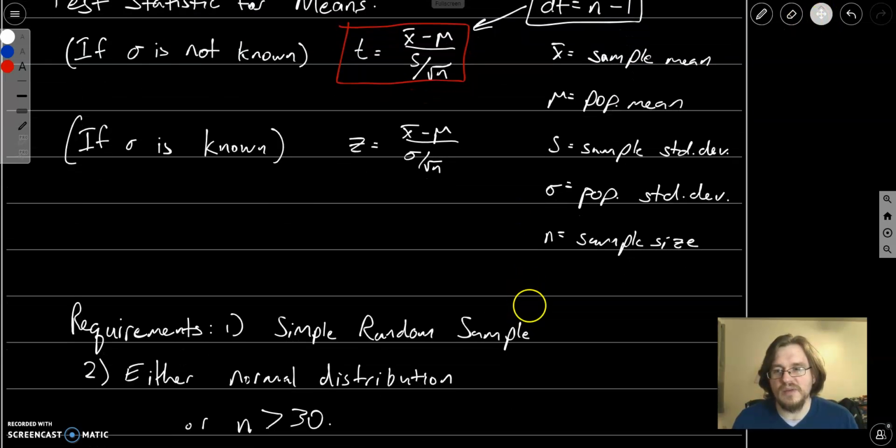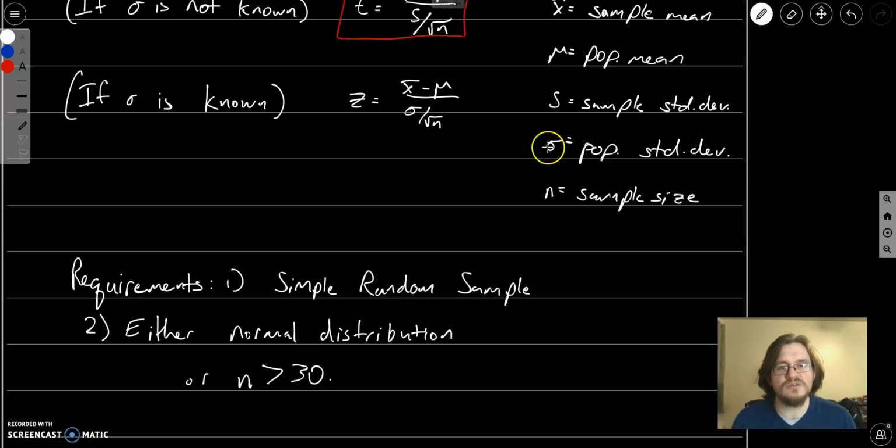A couple things to remember though, we can only use these techniques for testing hypotheses about means. We need the sample to be a simple random sample. It can't come from a clustered sample or a stratified sample. And either the population needs to be normally distributed, or we need a large sample.